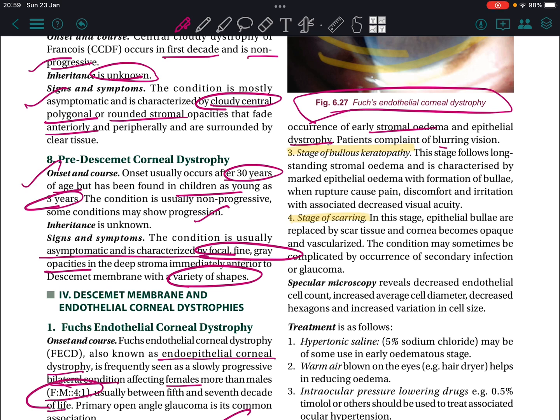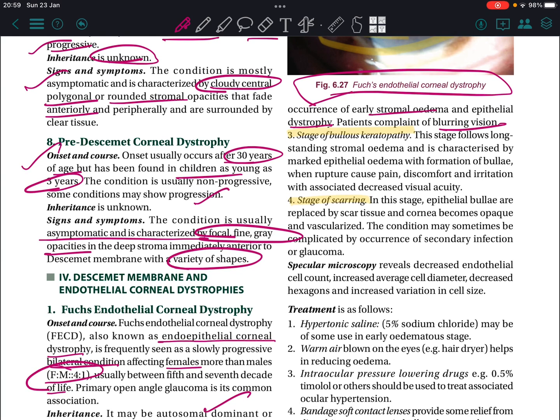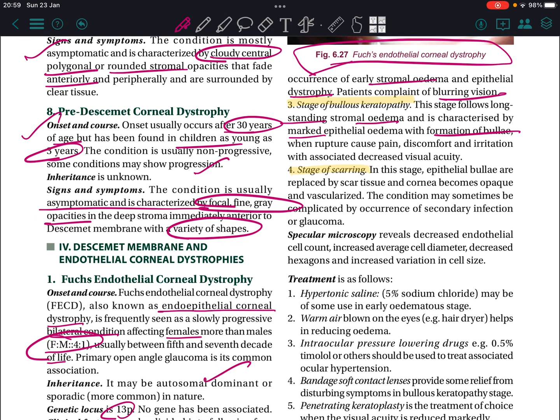Second is the edematous stage of endothelial decompensation, characterized by the occurrence of early stromal edema and epithelial edema. The patient complains of blurring of vision. Stage of bullous keratopathy follows long-standing stromal edema and is characterized by marked epithelial edema with formation of bullae. When they rupture they cause pain, discomfort, and irritation with associated decreased visual acuity.